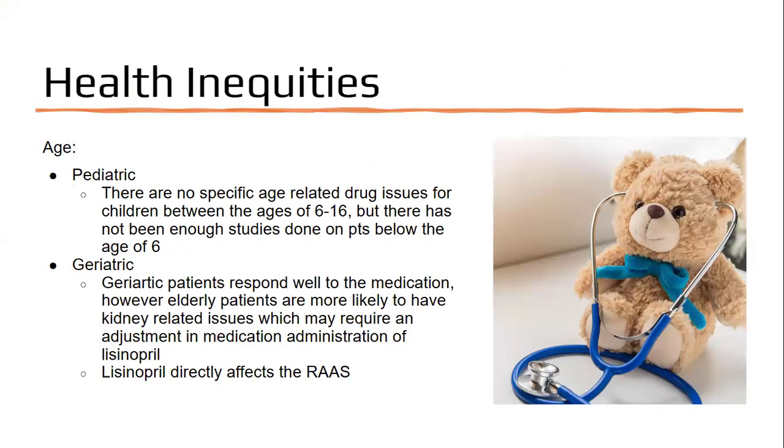Health inequities related to lisinopril for pediatric patients would be that there are no significant age-related drug issues for children between the ages of 6 to 16, but there has not been enough studies done on patients below the age of 6. For geriatric patients, they respond well to the medication. However, elderly patients are more likely to have kidney-related issues, which may require an adjustment in medication administration because of lisinopril's effect on the RAS system.